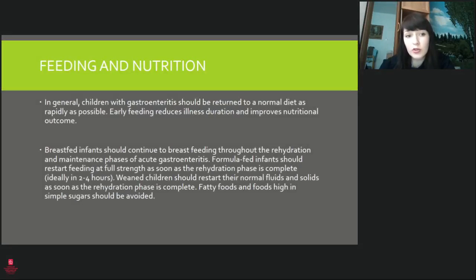Feeding and nutrition. In general, children with gastroenteritis should be returned to a normal diet as rapidly as possible. Early feeding reduces illness duration and improves nutritional outcomes. Breastfed infants should continue breastfeeding throughout the rehydration and maintenance phase of acute gastroenteritis. Formula-fed infants should restart feeding at full strength as soon as the rehydration phase is complete. Weaned children should restart their normal fluids and solids as soon as their rehydration phase is complete. Fatty foods and foods high in simple sugar should be avoided.